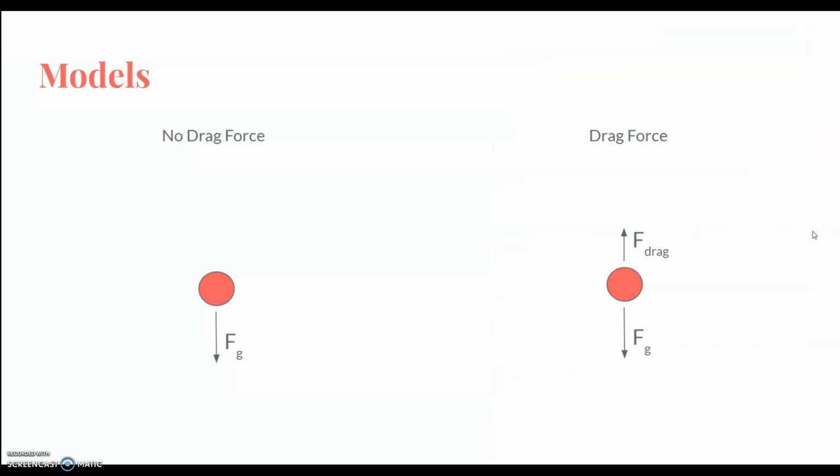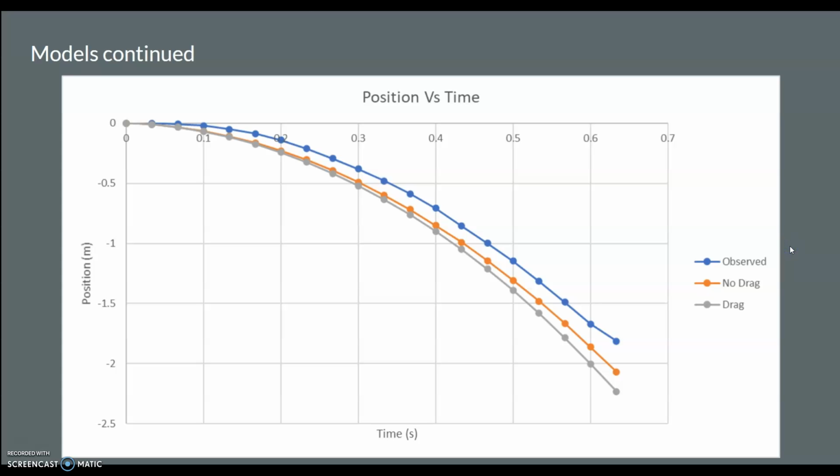Here are some models representing the forces acting on the ping pong ball in my two models. In model 1, on the left, I have no drag force, so only gravity. And on the second model on the right, I have drag force working against gravity. Here's a quick visual explanation of my two models.